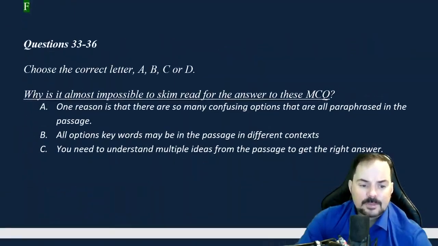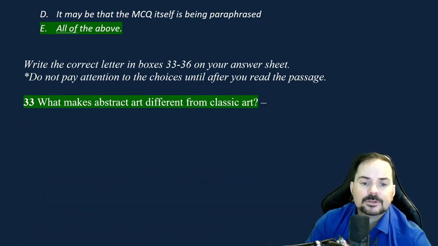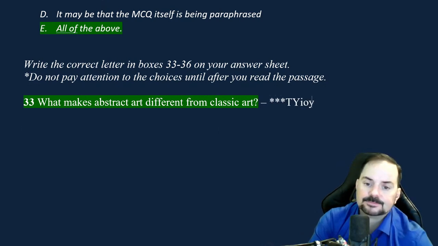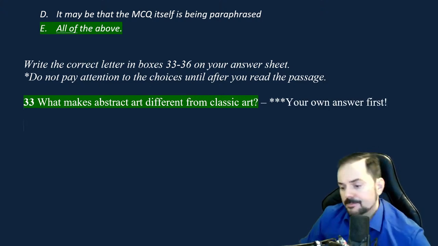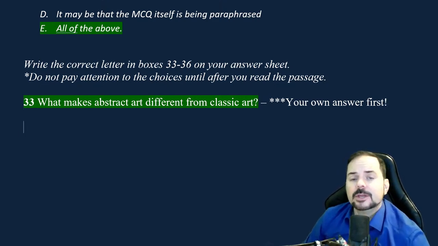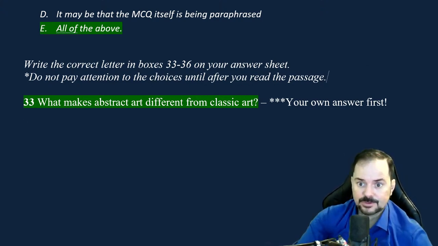Okay. Let's keep going. Multiple choice. So multiple choice. Here's how you answer this. Okay. Let me do this in this way. What makes abstract art different from classical art? Your own answer first. So we read this. We talked about it. You should have the answer. The greatest trick to multiple choice questions is you need to answer on your own first. Okay?